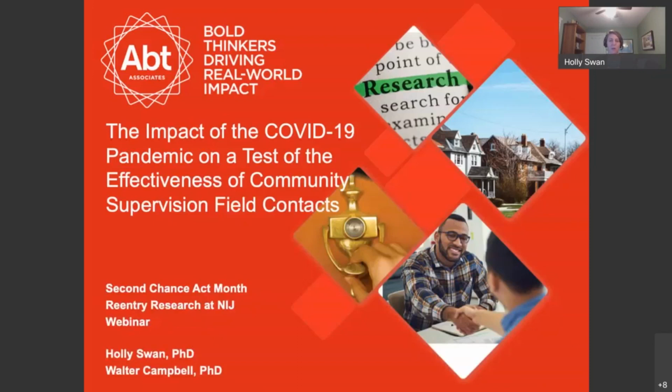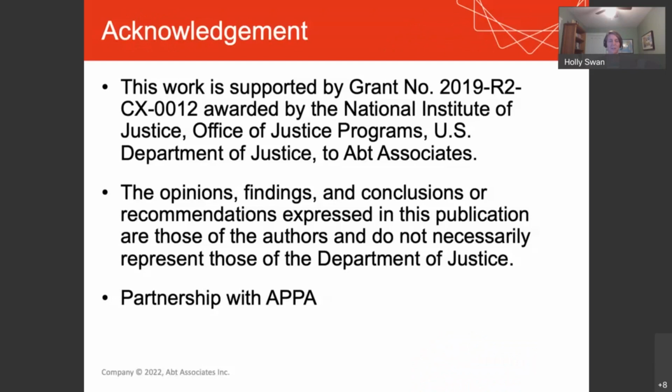My name is Holly Swan, and I will be presenting with my colleague Walter Campbell on our study of the impact of different community supervision field practices and the impact of the COVID-19 pandemic on our study. First, I would like to acknowledge our funders, the National Institute of Justice, and also our partners, the American Probation and Parole Association. The APPA has been an integral partner through the body of this work that we've been doing for the past several years. So really grateful to them and their partnership on this research.